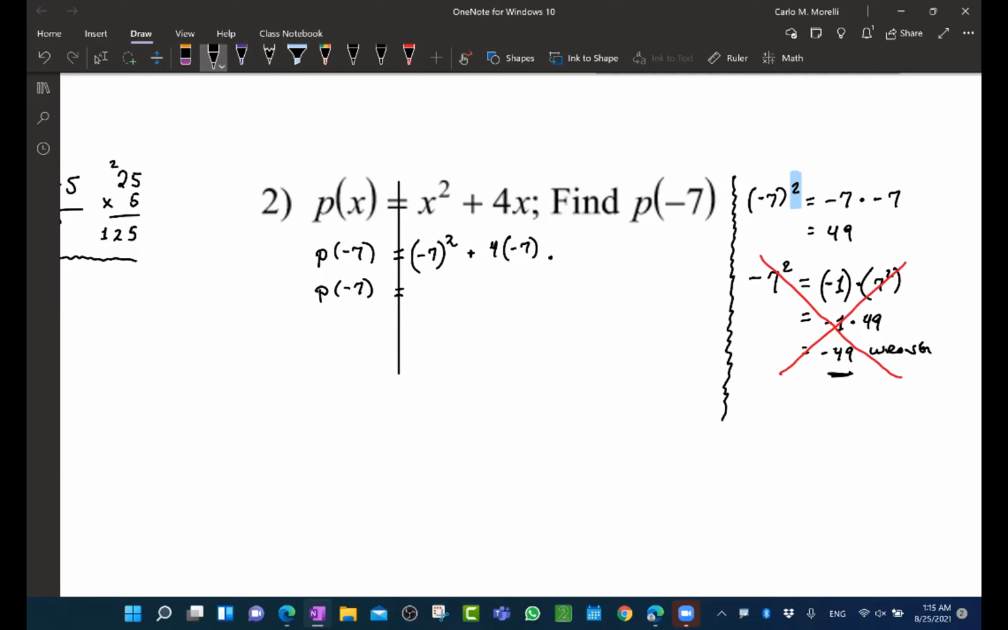So now we know that negative 7 squared is 49 plus 4 times negative 7. Well, a positive times a negative is a negative. 4 times 7 is 28. So I've got plus, and then we have a parentheses, minus 28. Okay, or negative 28. Well, what is 49 plus negative 28? It's really a subtraction problem. So P of negative 7 equals 49 minus 28.